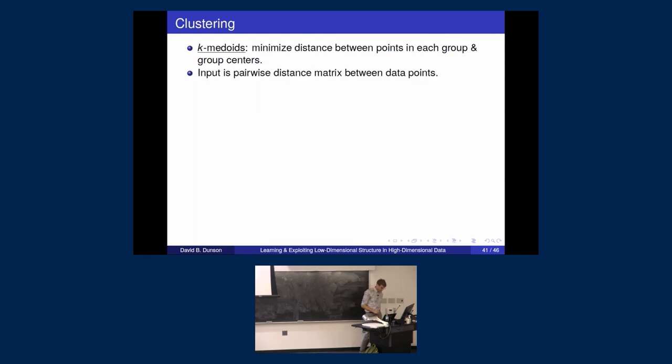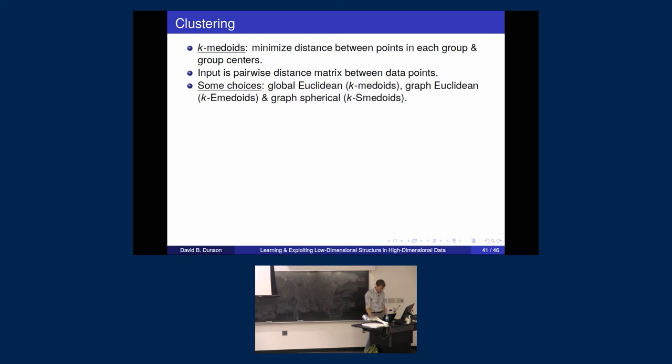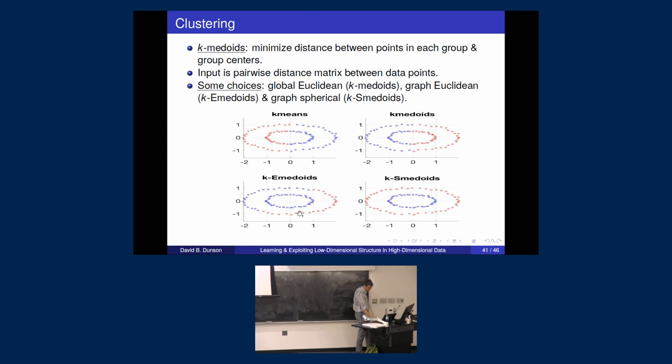The input is a pairwise distance matrix between data points. What most people do is just use the Euclidean distance between the data points. Or we could use the graph Euclidean distance, based on Isomap, using graph distance overall but Euclidean locally within neighborhoods. That's k-E medoids. Or we could use our graph spherical distance, which is k-S medoids. We tried it for this common example of nested ellipses, and we did quite well in that case. I wasn't that interested in it because it's a silly toy example.